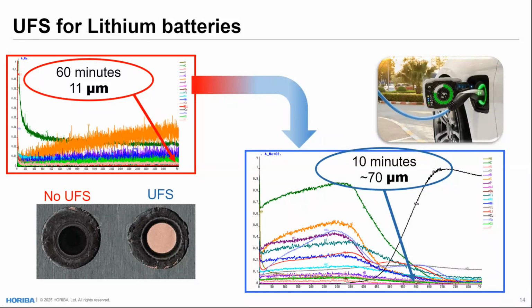On the bottom left side of the screen, you see two different spots of different sputtering of the same sample. One without UFS on the left and one with UFS on the right. First of all, on the right spot, you can see we went through the whole cathode all the way to the collector, which is copper, and you can see the copper. On the left side, without UFS, we were not able to go all the way through the electrode.